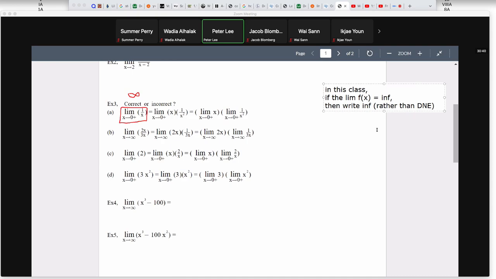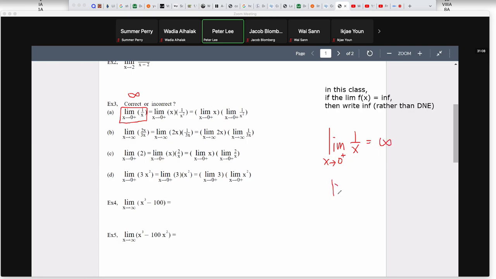So in this case, for example, let's say we have a limit of 1 over x, where x is heading to 0 plus. Then what is the answer? The answer is plus infinity.